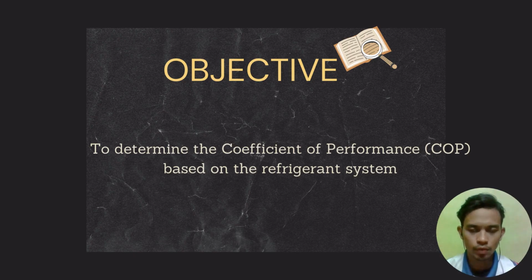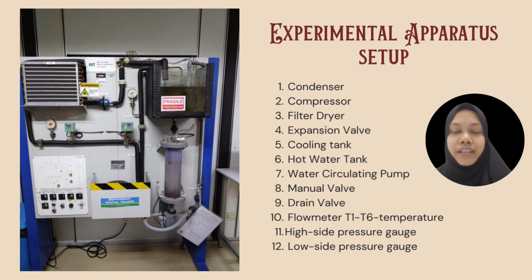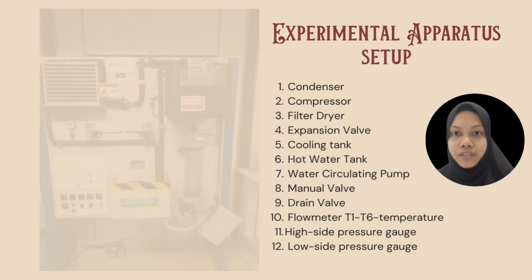The objective of the refrigeration lab is to determine the coefficient of performance, COP, based on the refrigeration system. Now I will continue with the experimental apparatus. First, we will use the condenser, compressor, filter dryer, expansion valve, cooling tank, hot water tank, water circulating pump, manual valve, drain valve, flow meter, temperature readings from T1 until T6, and then the high side pressure gauge and also the low side pressure gauge.